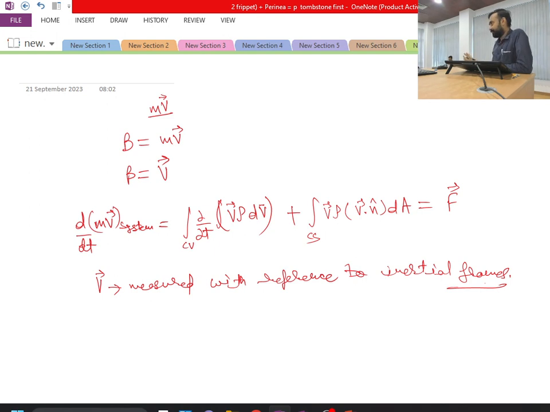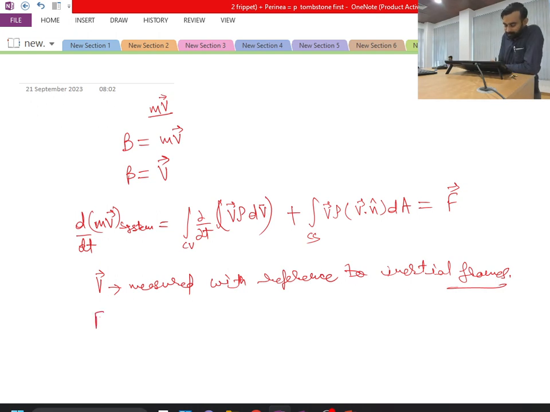This point is clear. So when I am talking about the velocity vector, I am saying that it is measured with reference to the inertial frame. Because if I measure velocity with reference to the non-inertial frame, then my fundamental law F equal to ma will also change. It will have some additional term also. What it will be, I will talk about in the subsequent lectures. Okay. So the first point is that it must be in an inertial frame of reference.